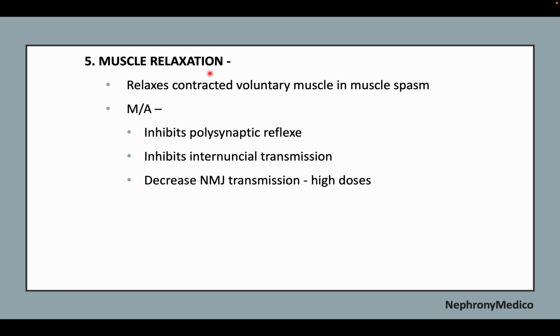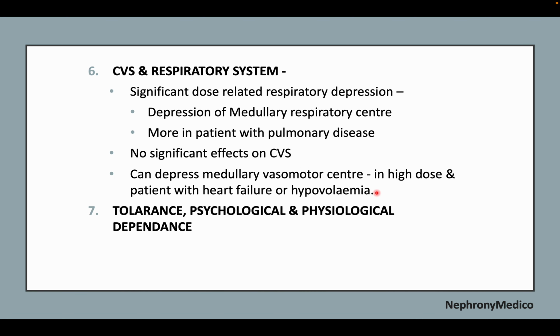Muscle relaxation. It relaxes contracted voluntary muscle in muscle spasm. Mechanism of action is that it inhibits polysynaptic reflexes, inhibits internuncial transmission, and decreases neuromuscular junction transmission in high doses. In the CNS and respiratory system, there is depression of the medullary respiratory center in patients with pulmonary disease.